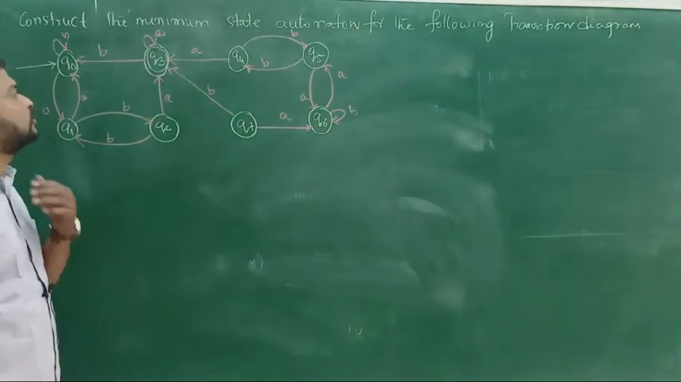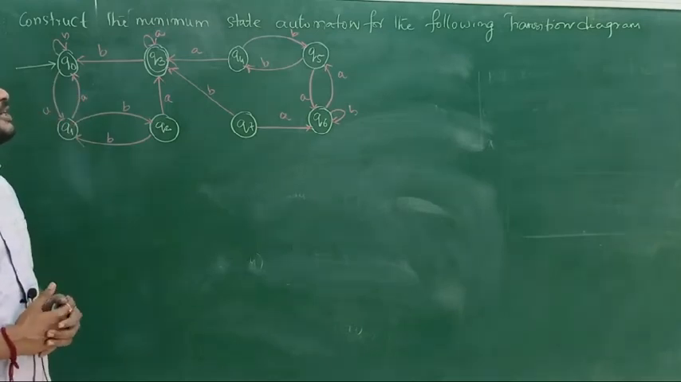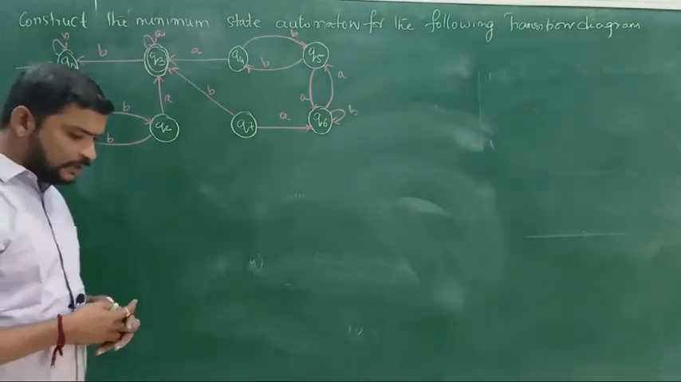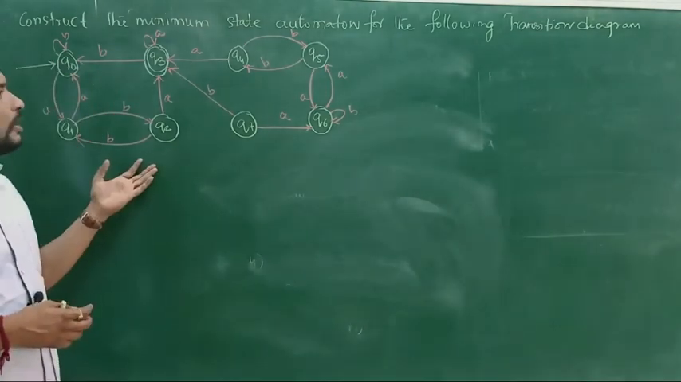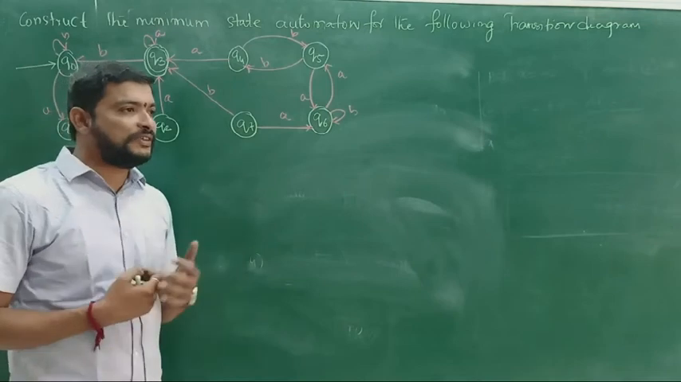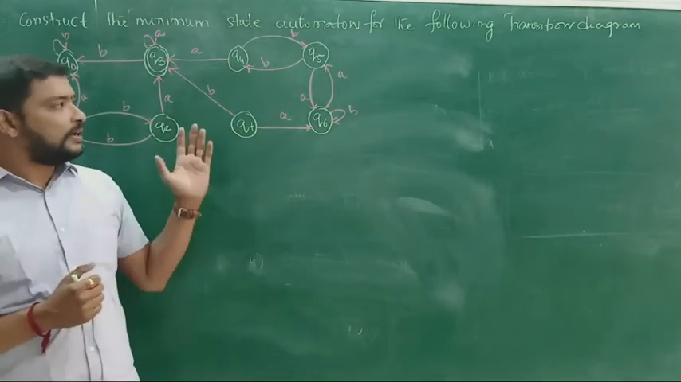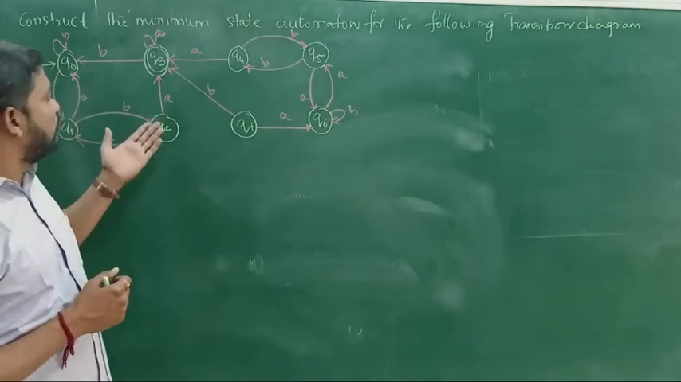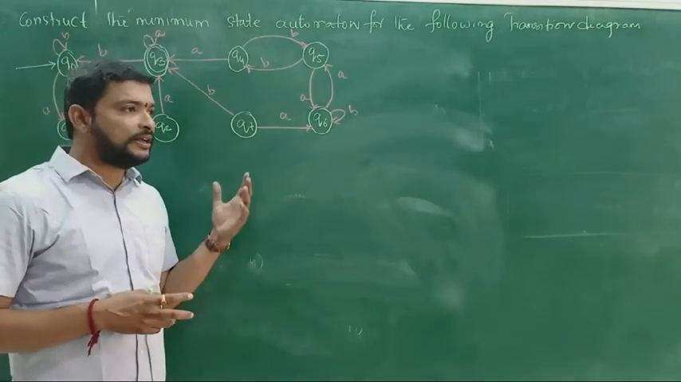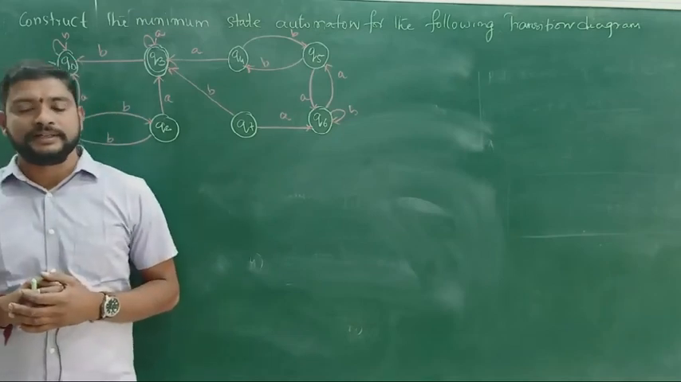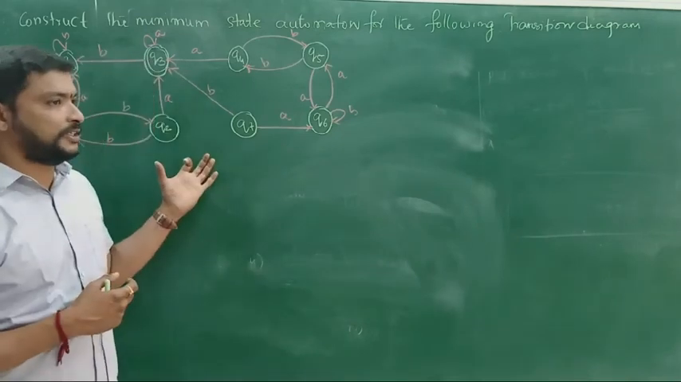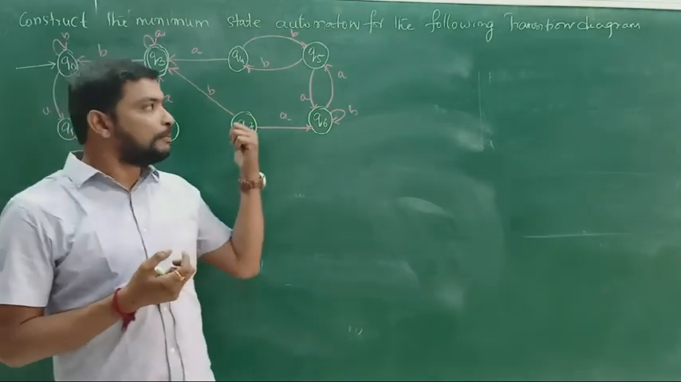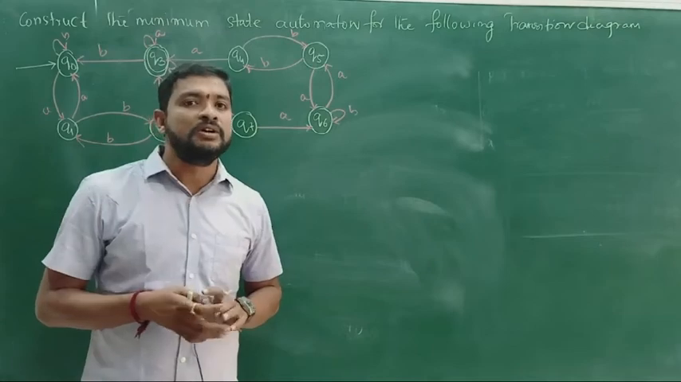Today we discuss the construction of the minimum state automaton for the following transition diagram. In the minimization of the finite state machine, first the rules are normally given with an example. We are taking 4 plus 4, 8 states. Minimization of a finite state machine means to reduce the number of states. Given the 8 states, we can reduce the number of states. That is the main purpose of minimizing the finite automata.